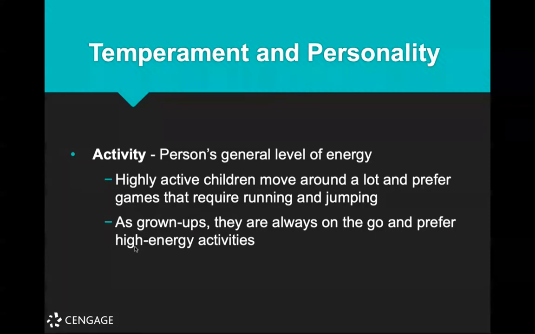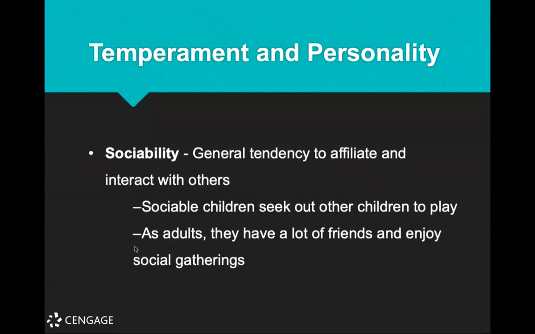So the second temperament that was proposed is the level of activity, how active you are, the level of energy. Activity is the person's general level of energy. Highly active children move around a lot and prefer games that require running and jumping. As grown-ups, they're always on the go and prefer high-energy activities. And the last type of temperament that was proposed is sociability. Sociability is a general tendency to affiliate and interact with others. Children who are sociable seek out other children to play. As adults, they have lots of friends and enjoy social gatherings.